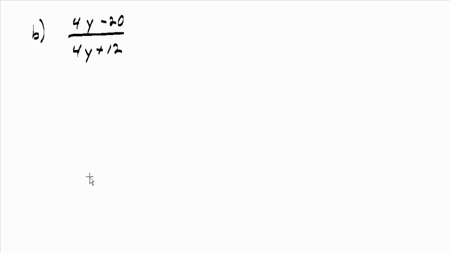Same direction, simplify. On top we have 4y minus 20. On the bottom we have 4y plus 12. Now remember that trick of simplifying the last problem only works when you have products in the numerator and denominator. Do we have only products in the numerator and denominator here? No.